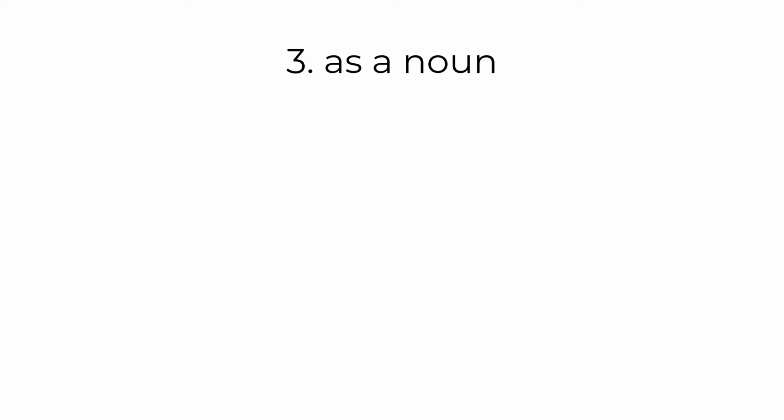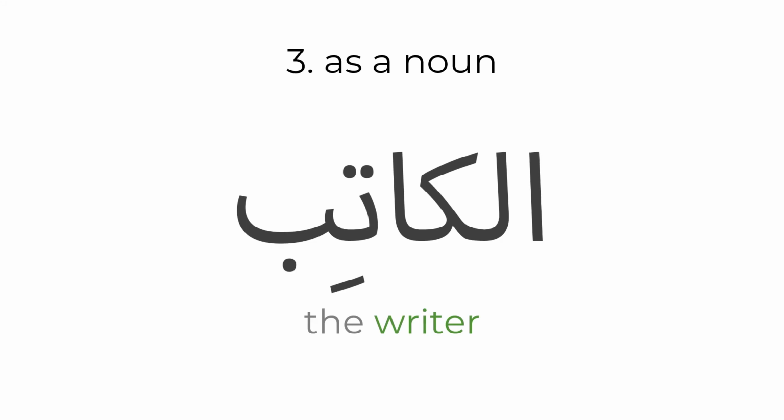A third use of the active participle is as a noun. For example, al-katib, the writer. So كاتب can also be used in a phrase meaning writing, but the one who's writing, that's a writer. So الكاتب as a noun means writer.